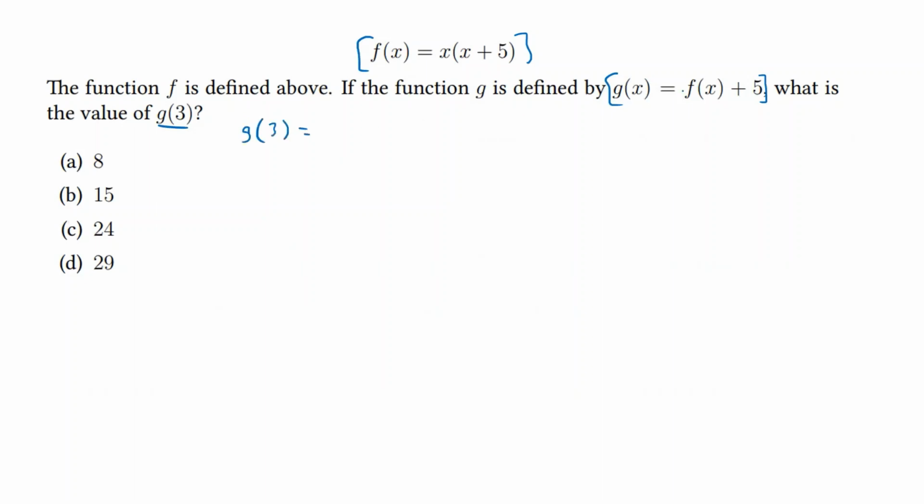G of 3 from the definition of g is going to be f of 3 plus 5. And f of 3 from the definition given is 3 times 3 plus 5, and then plus 5. We see that this is going to be 3 times 8, which is 24, plus 5. So the correct answer will be option D.